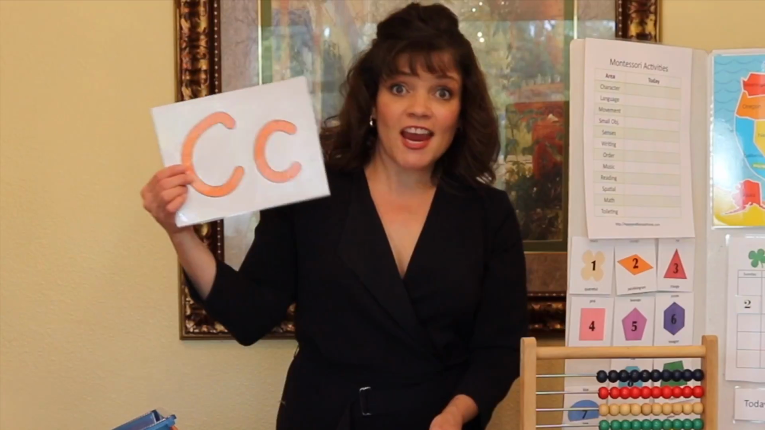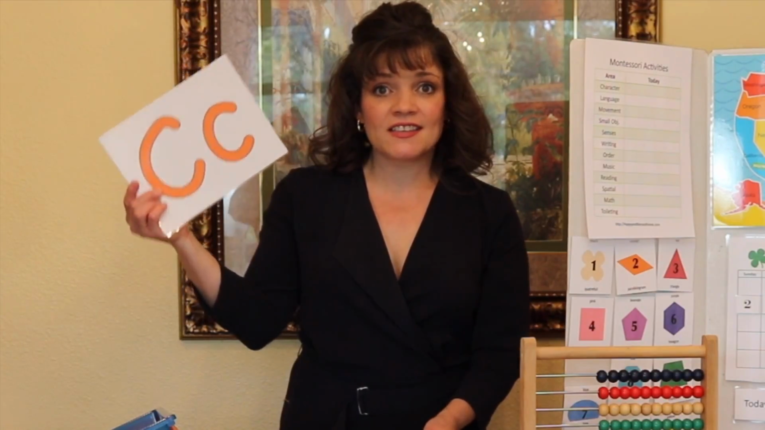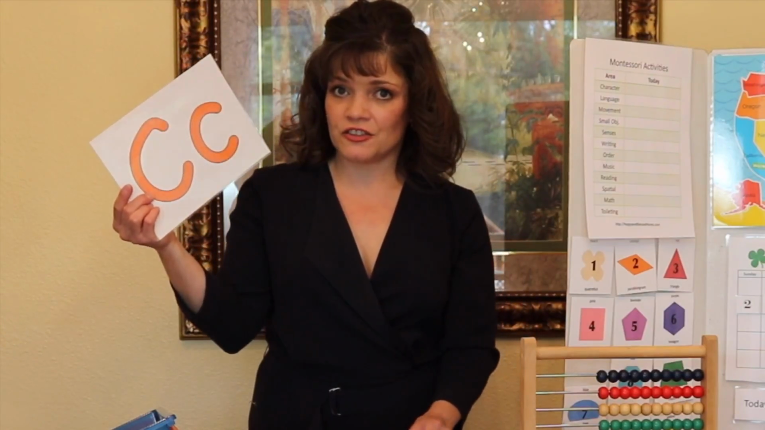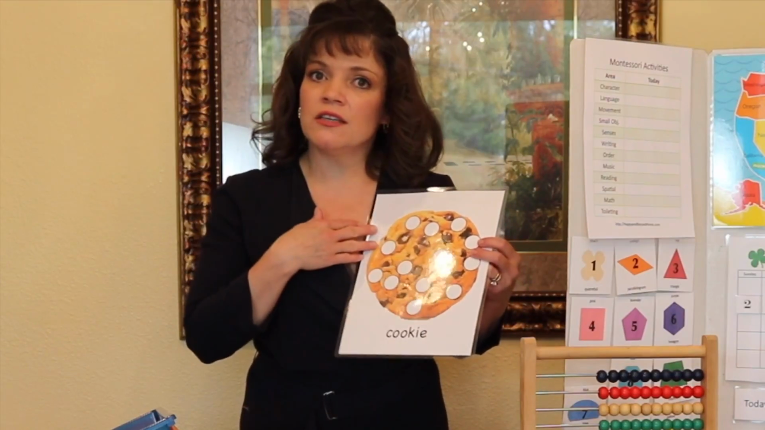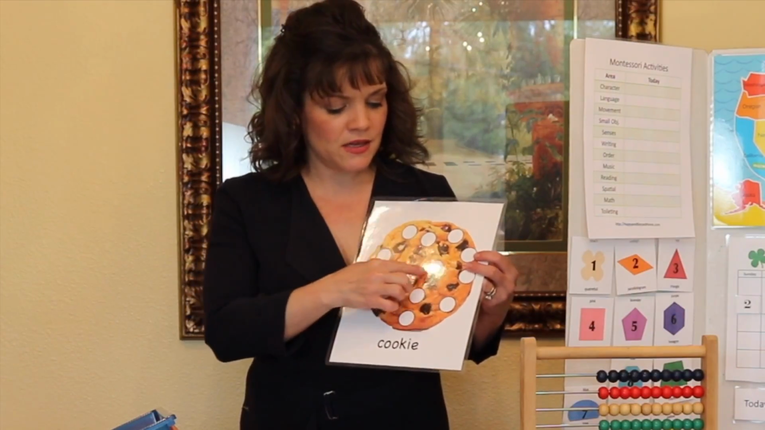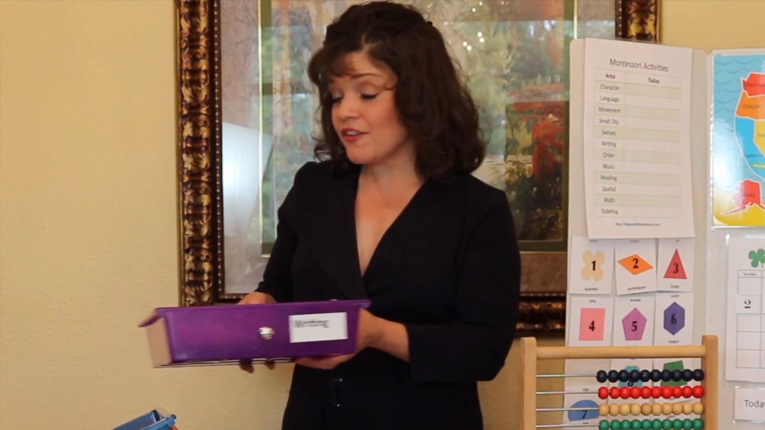Another is tracing the letter. You can put this in a cake pan and cover it with something like cornmeal or rice and let the child trace the letter to learn the letter C. Also great for early writing skills is doing the do-a-dot paints on these openings here for cookie. And that is our activities for the week for writing.